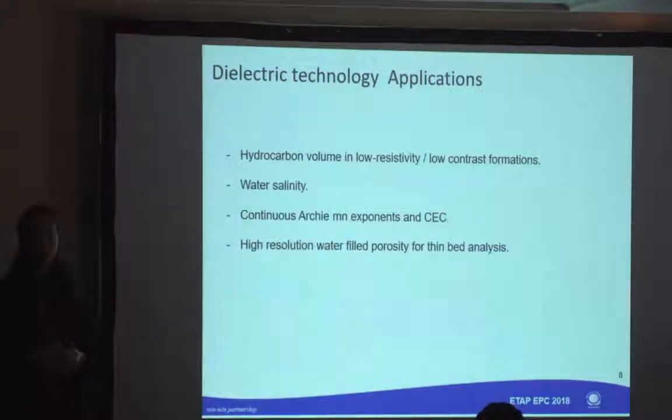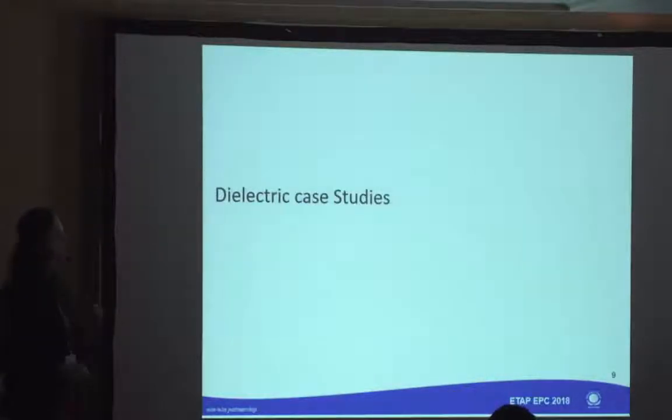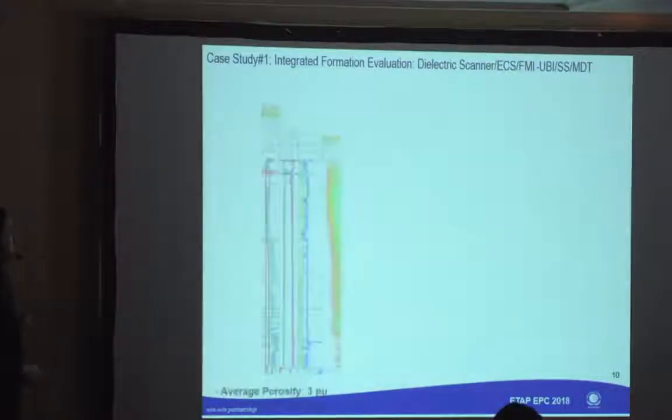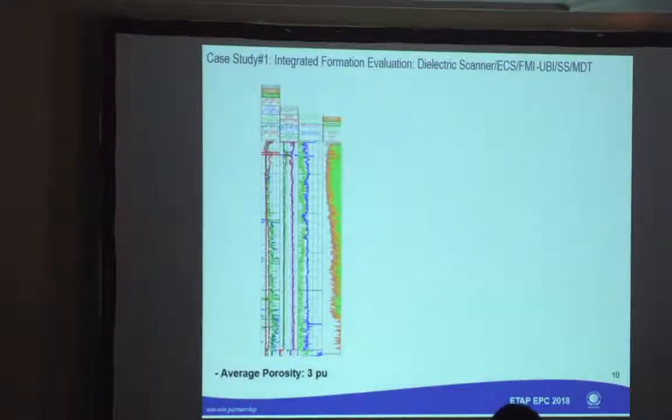We will see now several case studies where the integration of this data has been really helpful to make a detailed formation evaluation. So the first case study is in tight formation, clastic environment. Average porosity is 3 pu, so it's very low porosity.